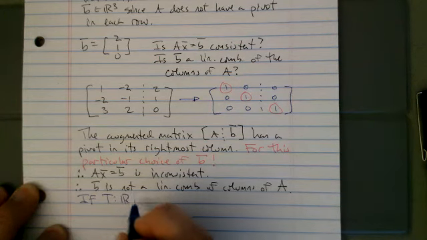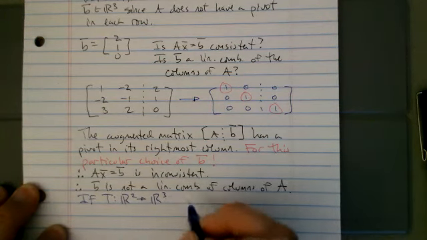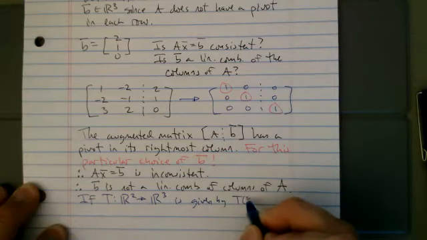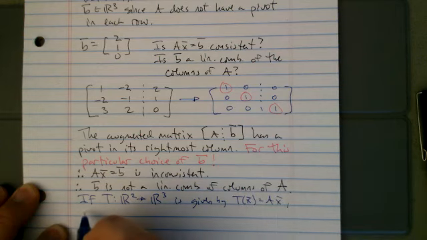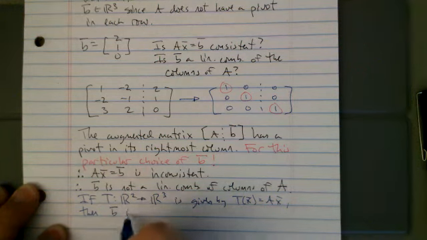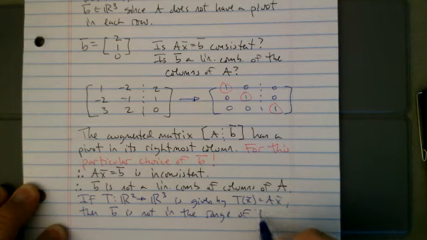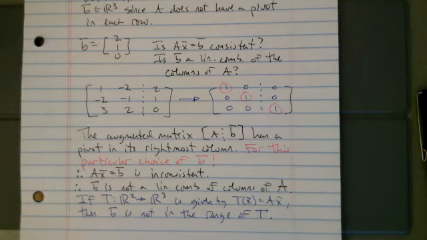If T maps R2 to R3 and is given by T of X equals AX, then B is not in the range of T. This B is not in the range of T. Some B are in the range of T. Some B are linear combinations of the columns of A. For some B, the equation AX equals B is consistent. Any questions?